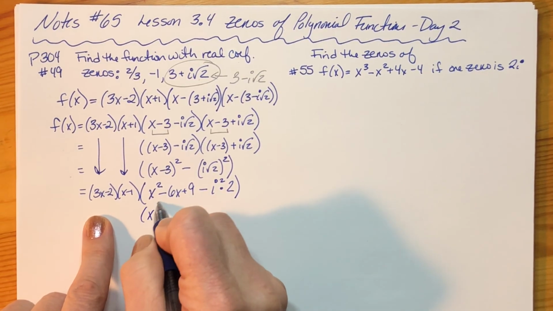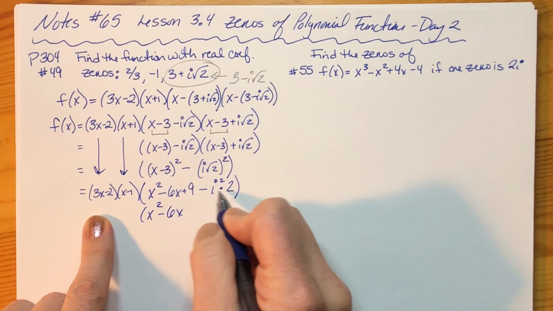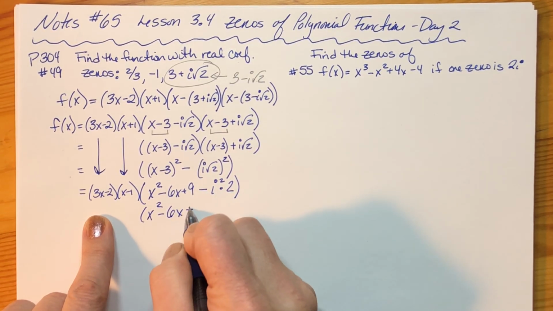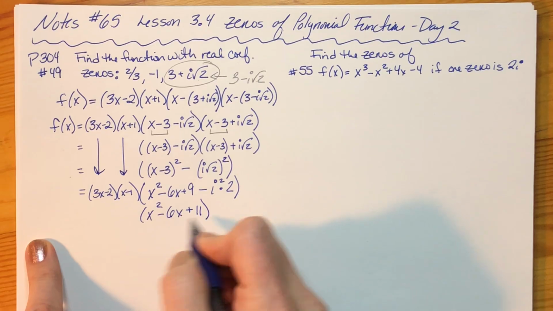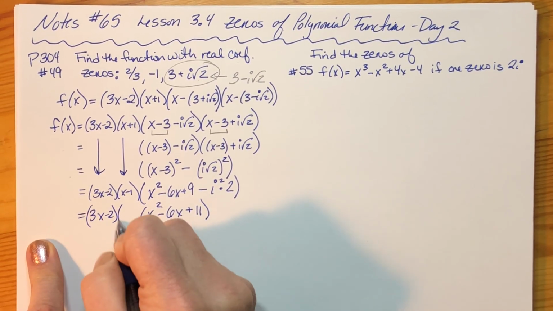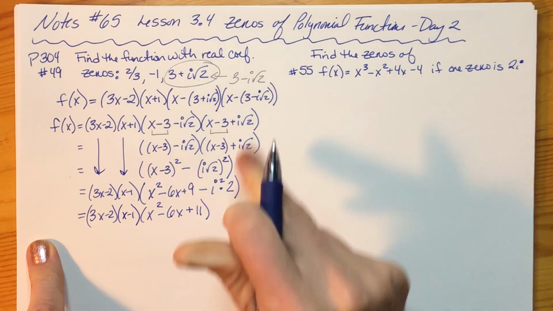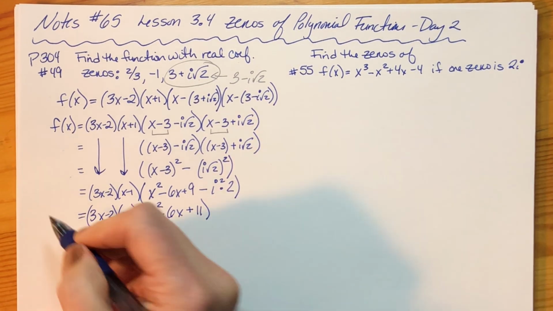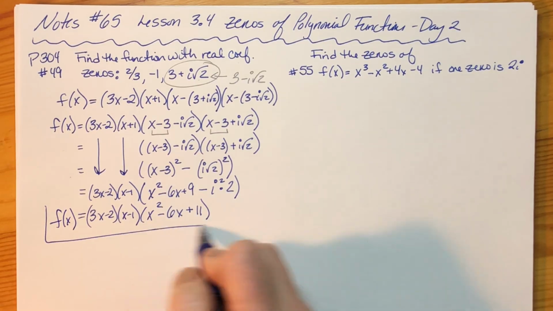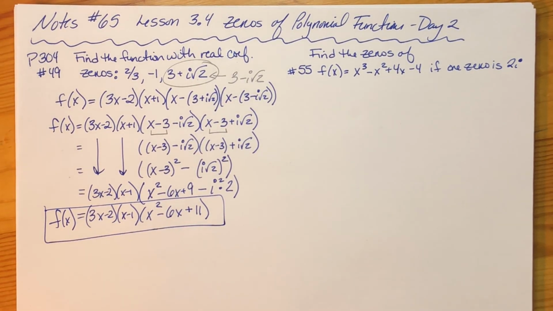This is going to be x squared minus 6x. This is going to be positive 1 times 2, 2 plus 9. Oh my gosh, 11. Oh, I just love it. Isn't that great? So I have taken a problem that looked like it was a big imaginary mess. And instead, I have written that function with real coefficients. Oh, just gaze at that.